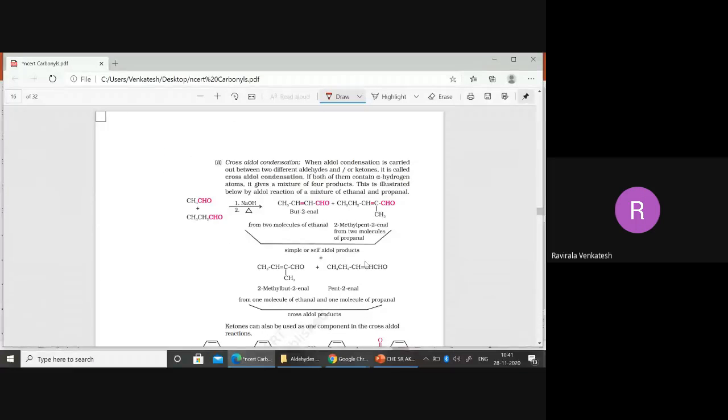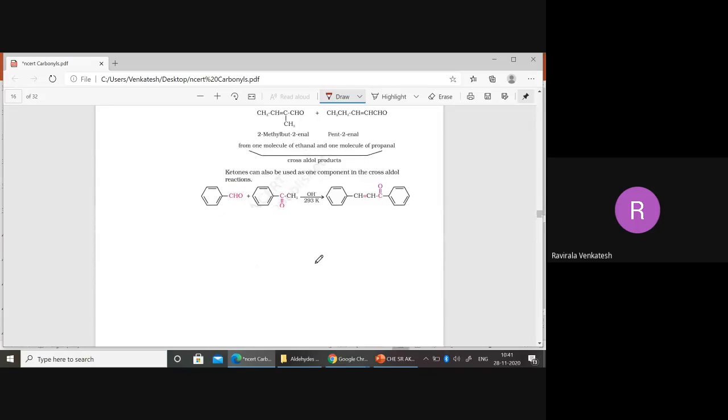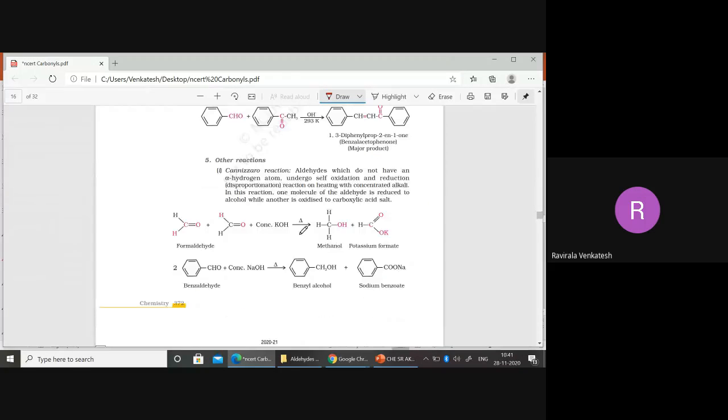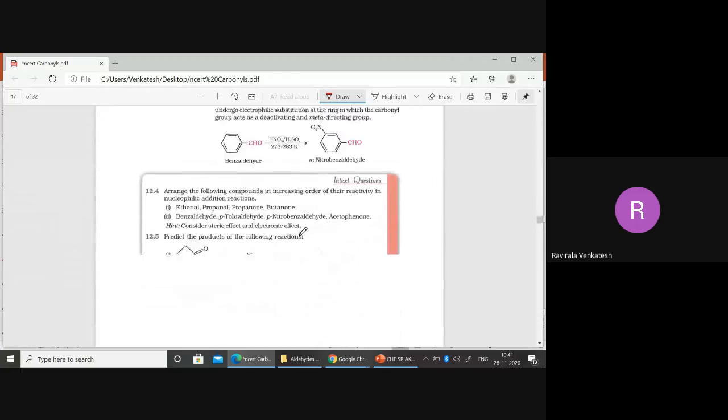In crossed aldol, first one is different, second one different, in which we actually get four types of products, right? Understood better? So you have to practice up to the aldol reaction. Day after tomorrow, we'll complete the carbonyl compounds, the remaining topics also.